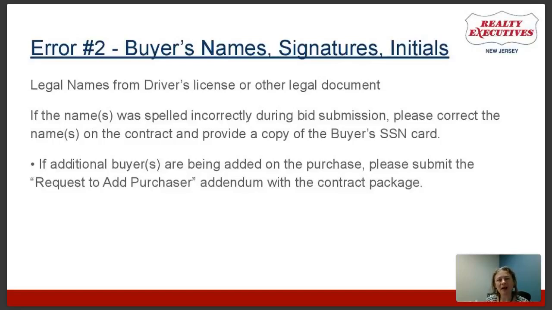Please get a copy of their social security card or their driver's license up front to make sure that all of the names are correctly spelled in the sales contract. Like I said in the previous slide, if any additional buyers need to be added, then a separate addendum to the contract has to be used.